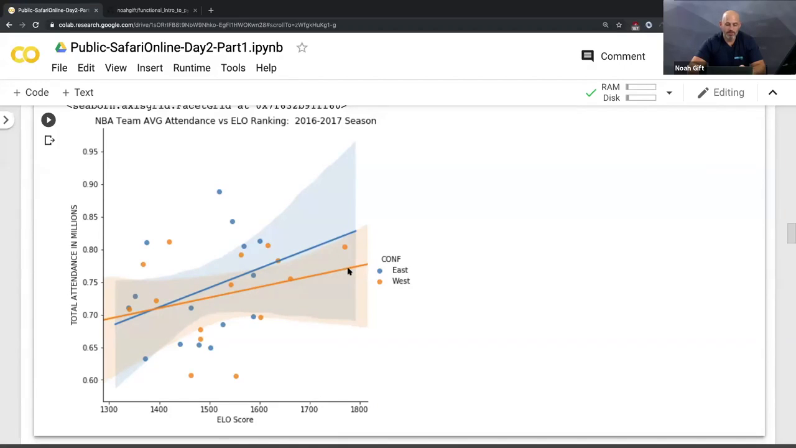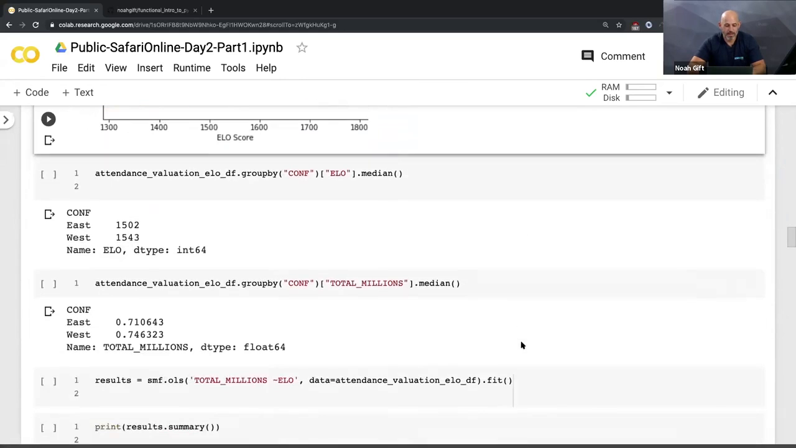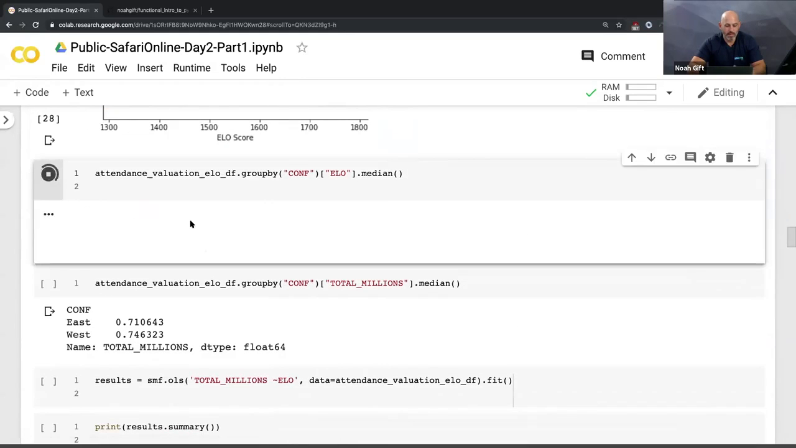So it's kind of surprising in a way that the Eastern Conference has better attendance but worse teams, and then the Western Conference has actually better teams and worse attendance. So if we go through here, we can take a look at this, and I can do a group by operation. This is very similar to a group by operation in SQL, and I can look at the median performance here.